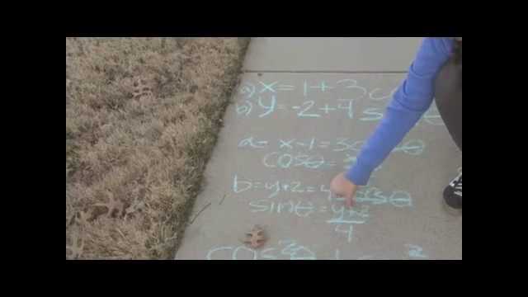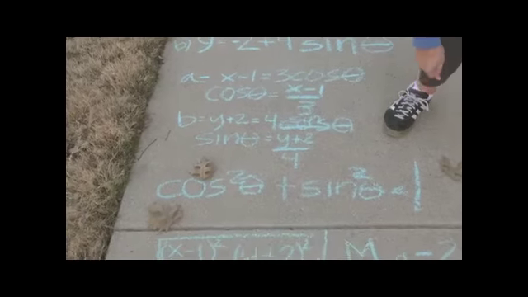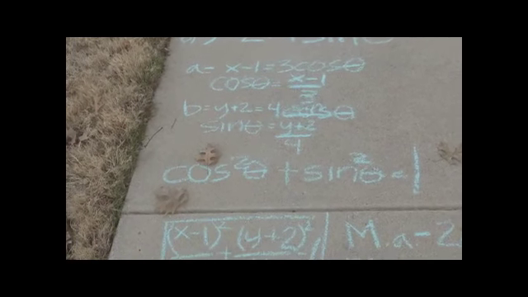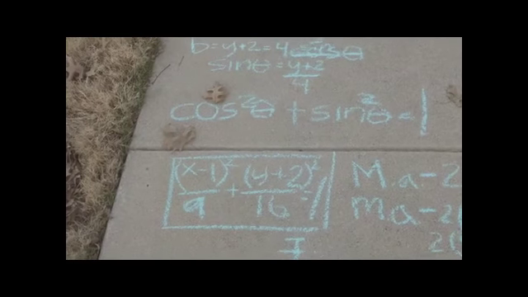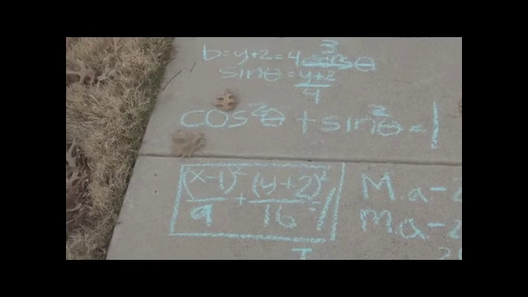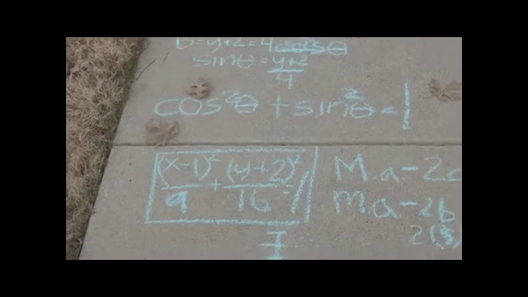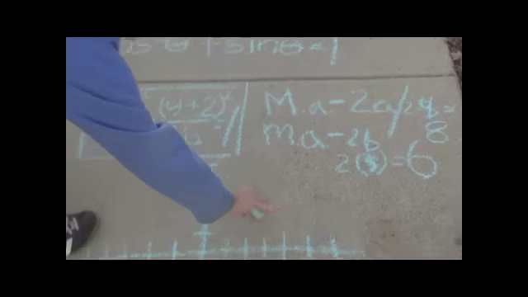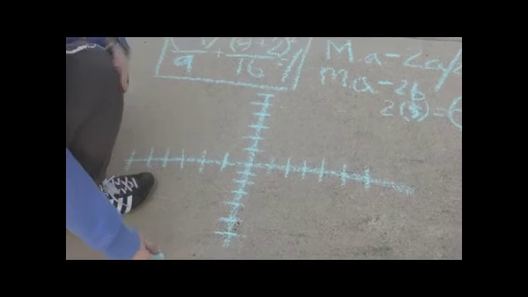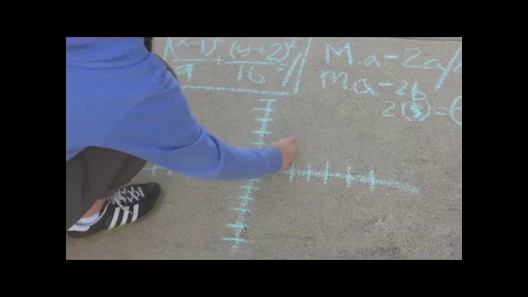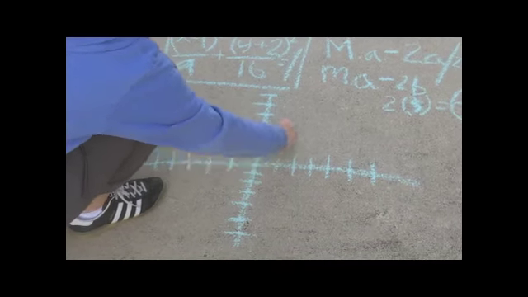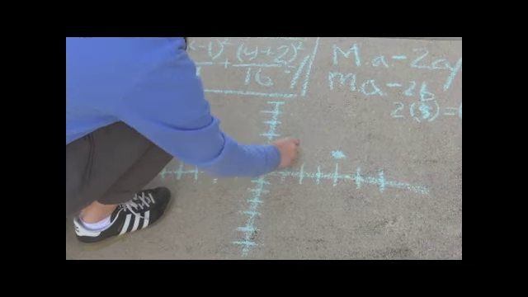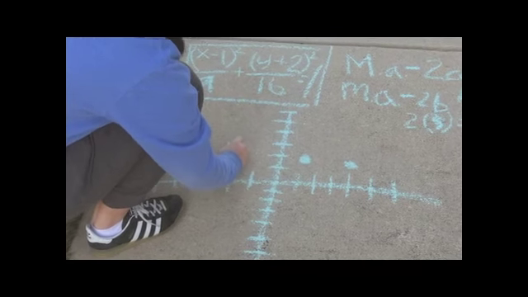And for the B equation, we're going to do (y + 2) divided by 4 equals sine. Then you'll use the equation cosine squared theta plus sine squared theta equals 1. And so you'll plug in your values for that, and you'll have ((x − 1)/3)² plus ((y + 2)/4)² equals 1. And so you'll square the top and the bottom, and you'll get (x − 1)² over 9 plus (y + 2)² over 16 equals 1.